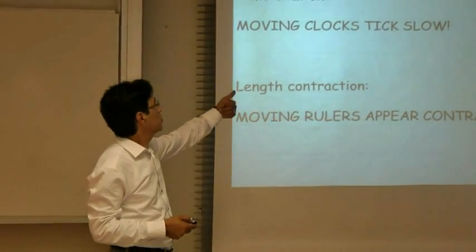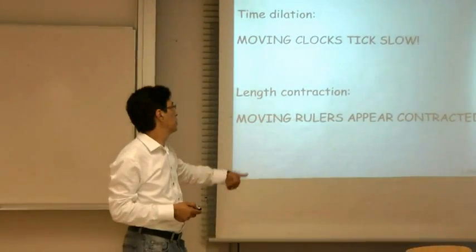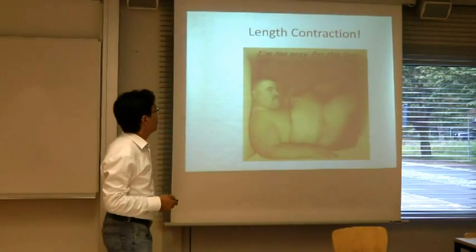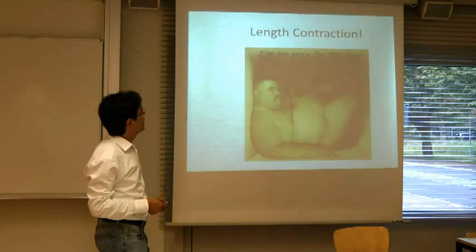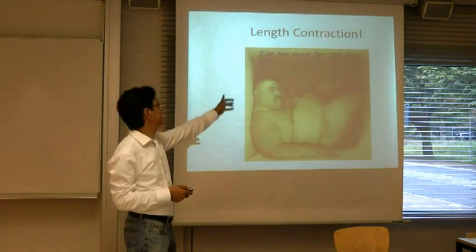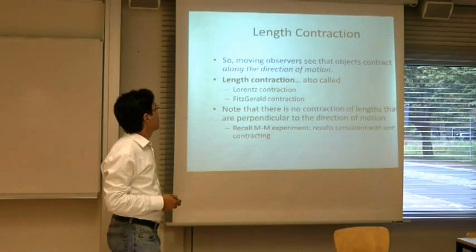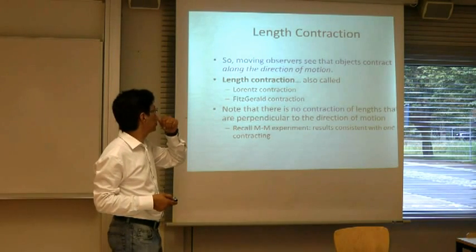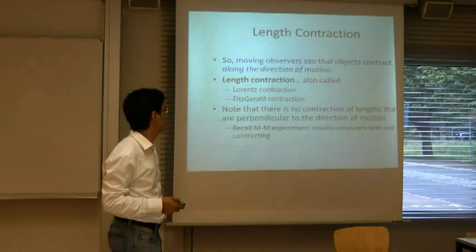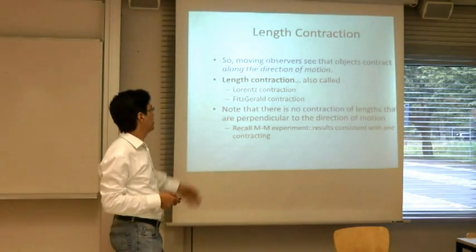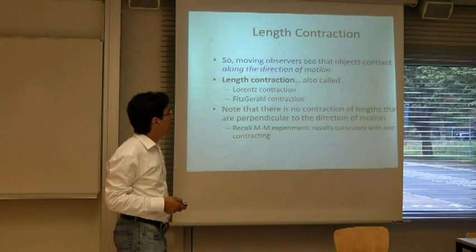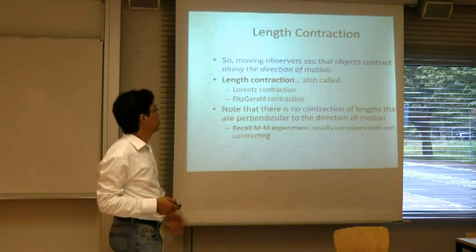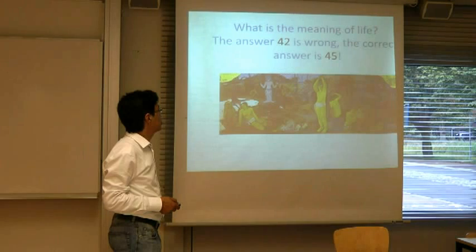Then, time dilation: moving clocks tick slow. Length contraction: moving rulers or any kind of objects appear contracted. Moving observers see that objects contract along the direction of motion. Length contraction is also called Lorentz contraction or Fitzgerald contraction, because the equations were proved by Lorentz. Note that there is no contraction of lengths perpendicular to the direction of motion. Recall the Michelson-Morley experiment: results consistent with one contracting.